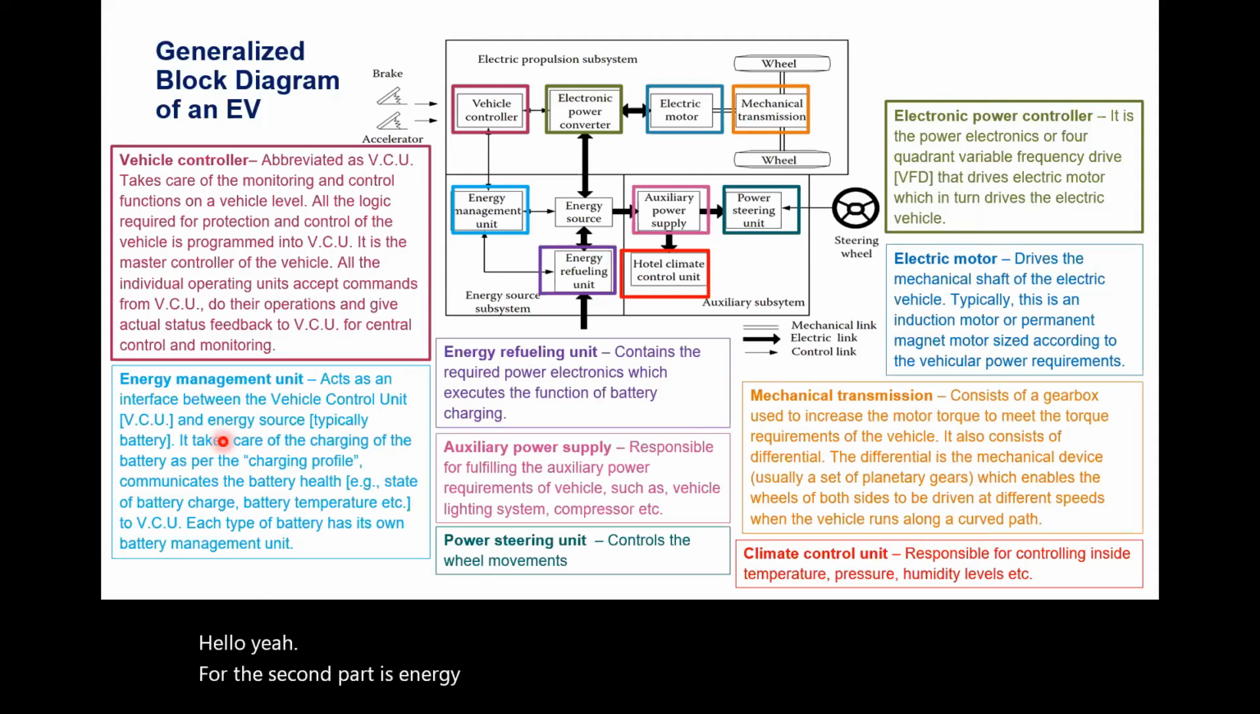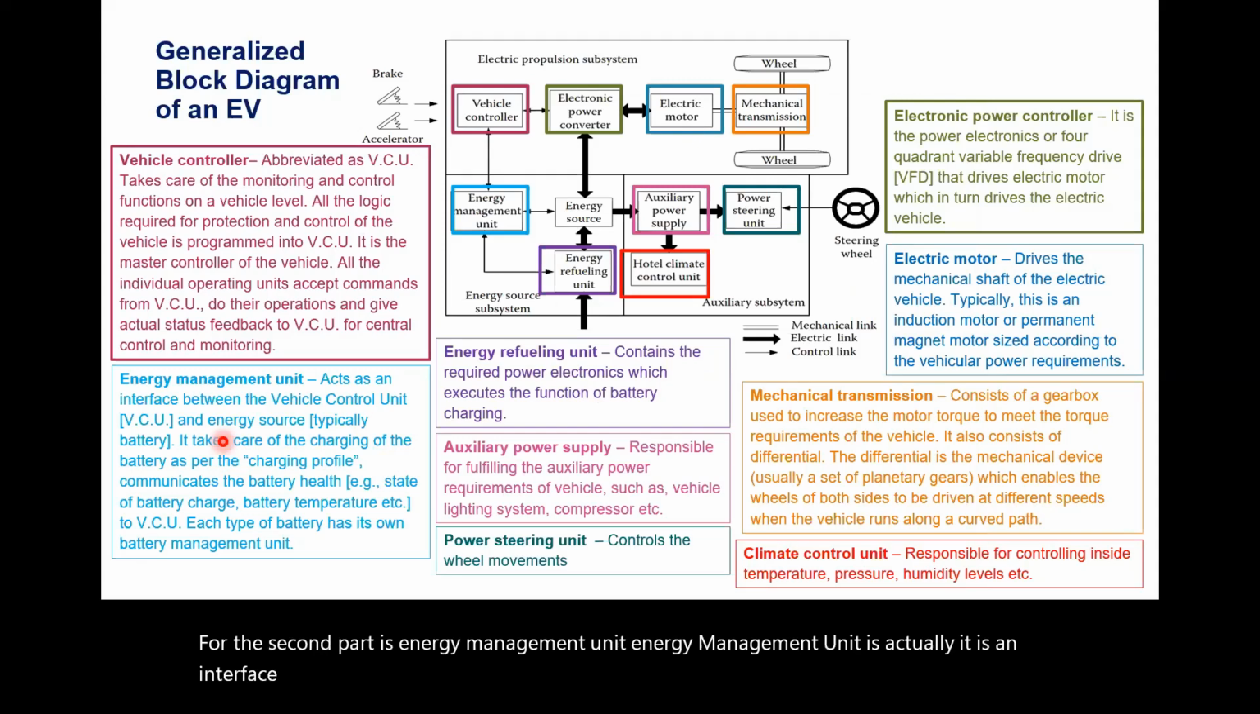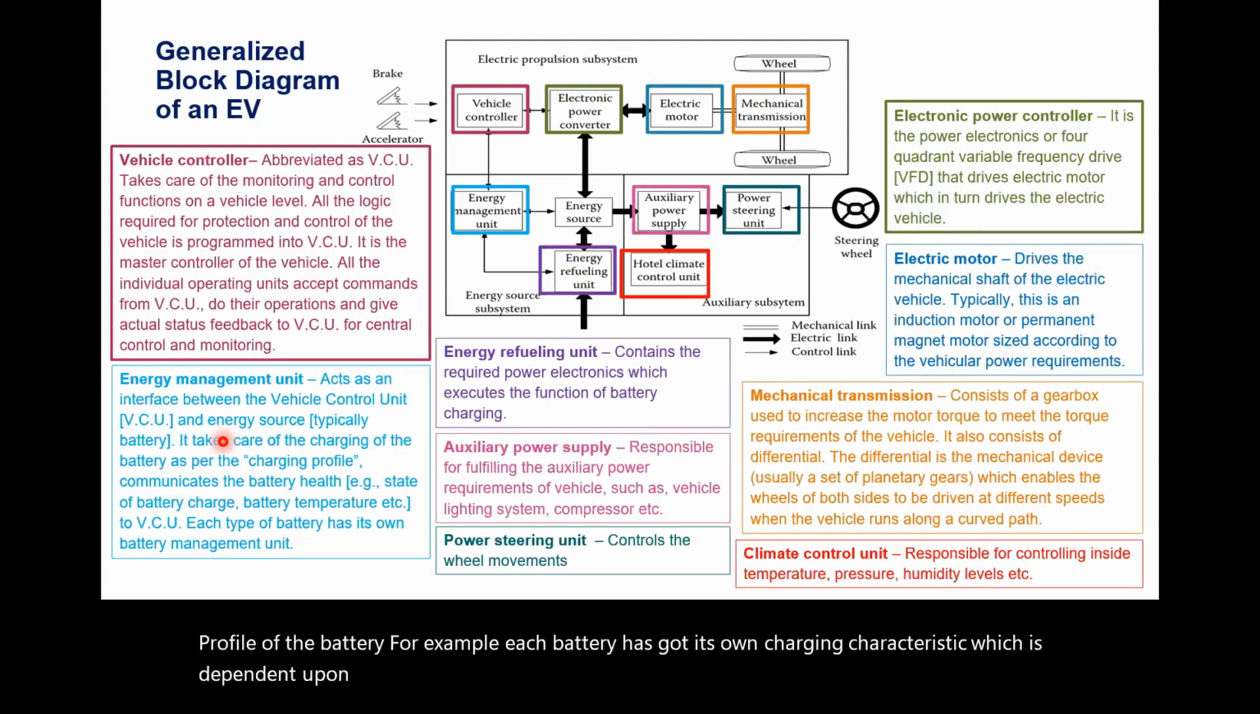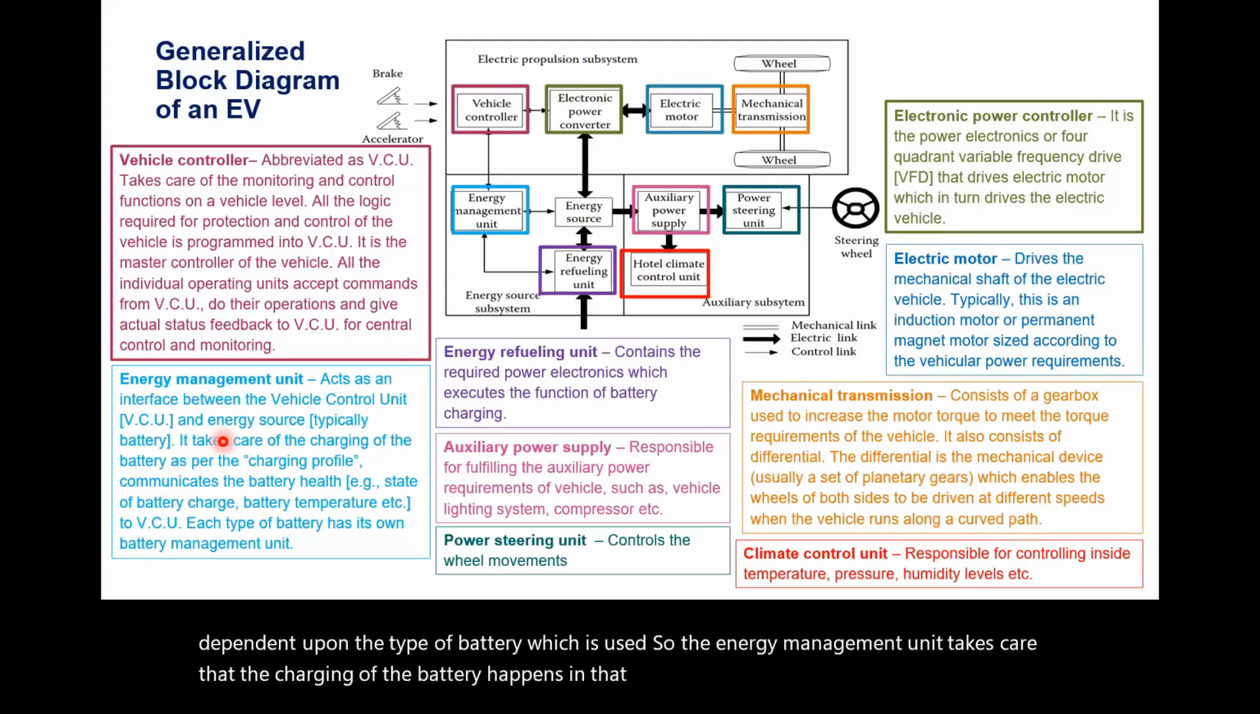Energy management unit is actually an interface between the energy source and the vehicle control unit. And the energy management unit's function is basically to take care of the charging profile of the battery. For example, each battery has got its own charging characteristic, which is dependent upon the type of battery which is used. So the energy management unit takes care that the charging of the battery happens in that particular manner, which is as per the charging characteristics of the curve.